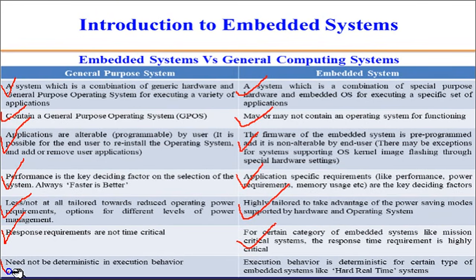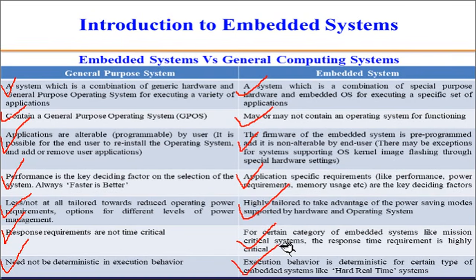So coming to the last comparison, a general purpose system need not be deterministic in execution behavior. Deterministic means we will be able to define the time in which we can get the output. Execution means how much time it may take to complete the execution. That we may or may not be able to say in a general purpose system, and it is not that important in a general purpose system.